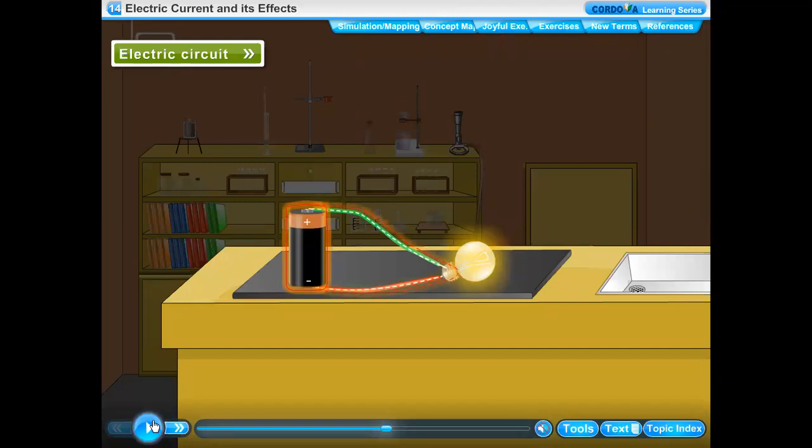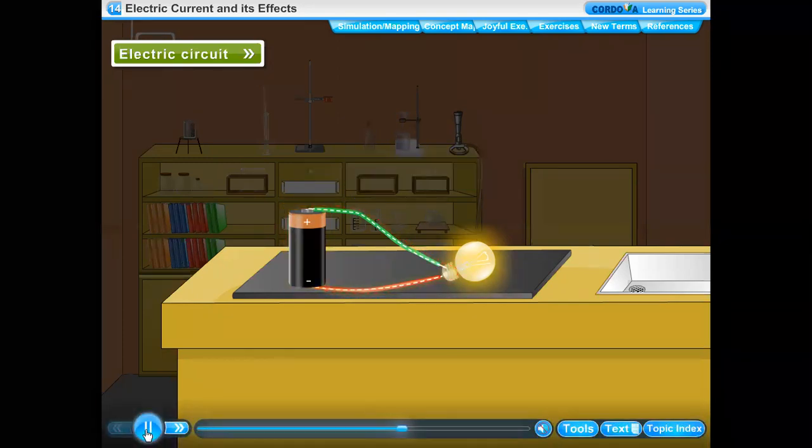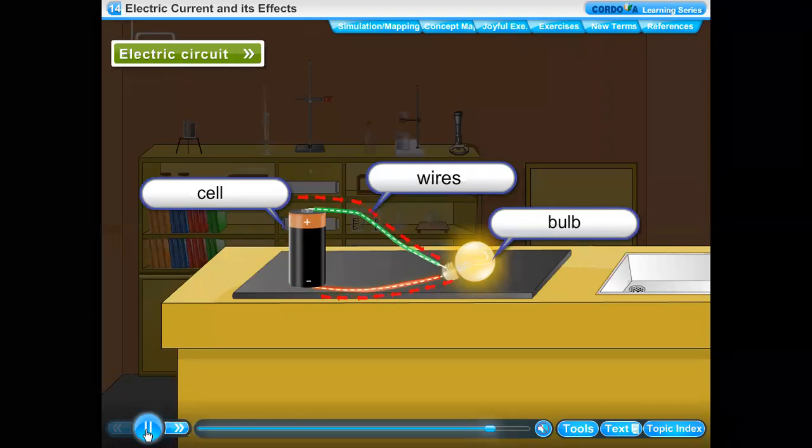But you have to take care that the two terminals of the bulb should be connected to different terminals. The upper point, the positive terminal, should be connected to the positive terminal of the cell, and the bottom, the negative terminal, should be connected to the negative terminal of the cell, right? Then only the electric circuit will be completed. So we have used three things in the electric circuit: cell, wires and bulb.